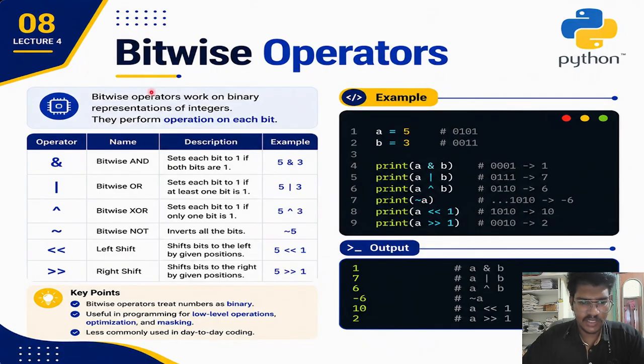Here you can see a program is given. A is equal to 5, in binary it is 0101. B is equal to 3, in binary it is 0011. If we write print A and B, first it will convert into bitwise and then it will give the output. Here, all the questions are there. You can see them. If you want to take a screenshot, you can.